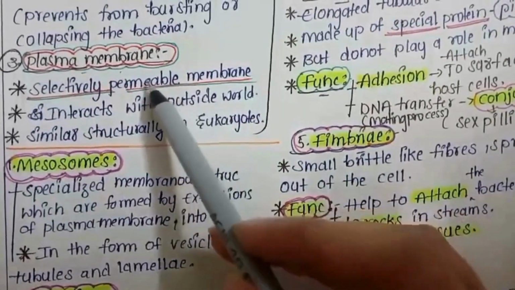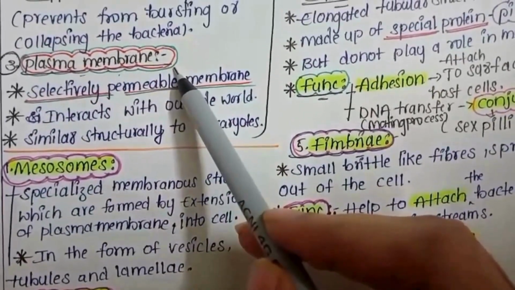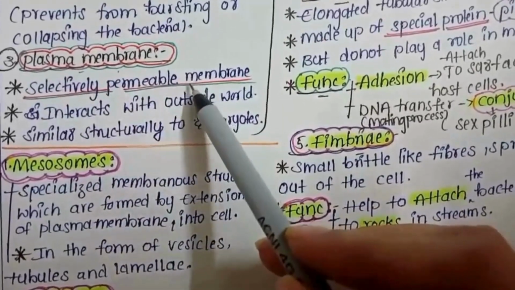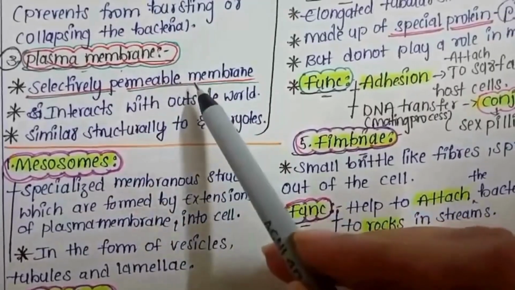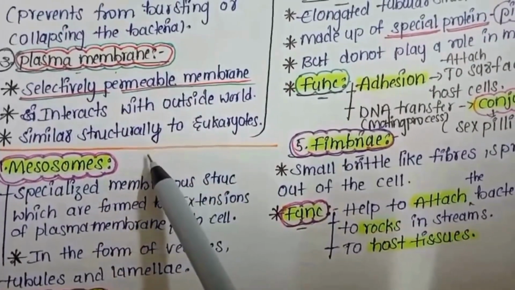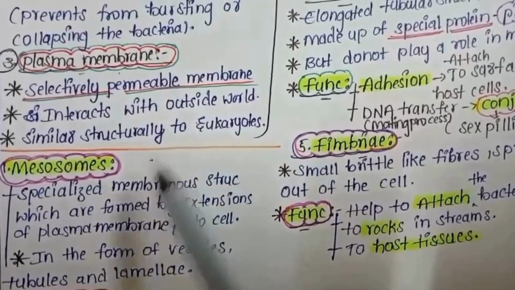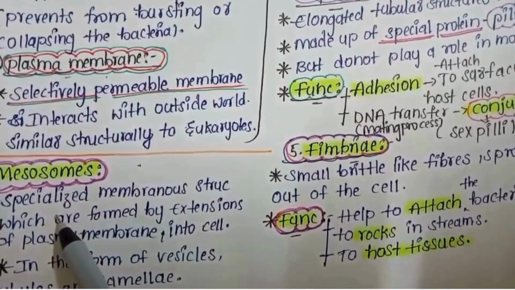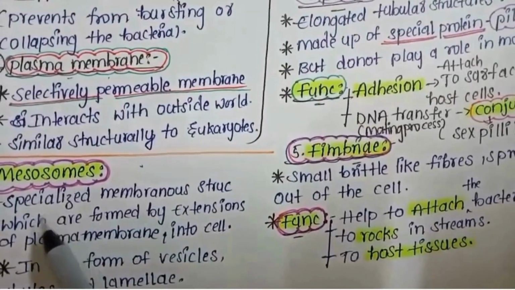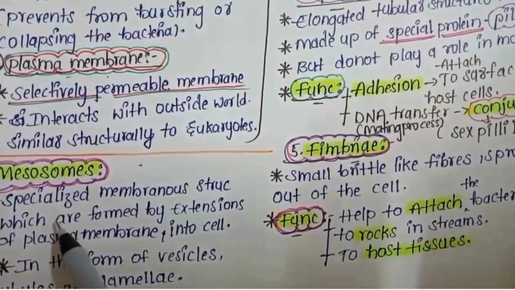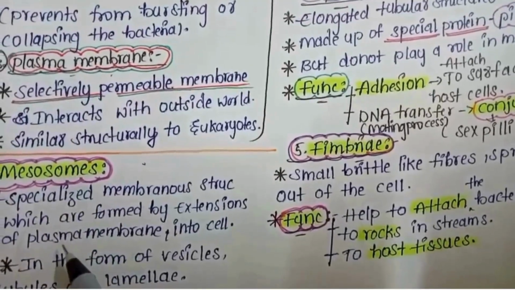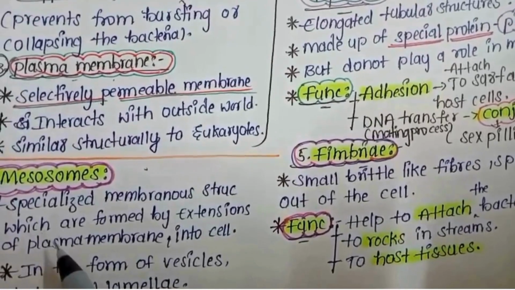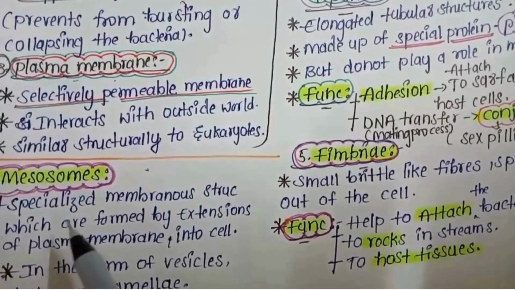Let's discuss the plasma membrane of the bacteria. As we all know, it is a selectively permeable membrane, so it interacts with the outside world. It is structurally similar to that of eukaryotes. Here, mesosomes are specialized membranous structures of the plasma membrane, formed by extensions of the plasma membrane into the cell in the form of vesicles or tubules, which help in DNA replication.